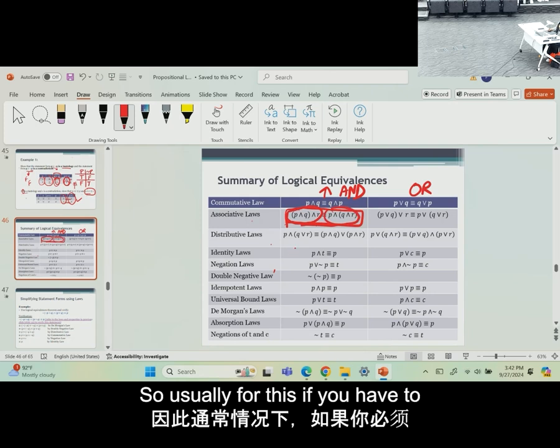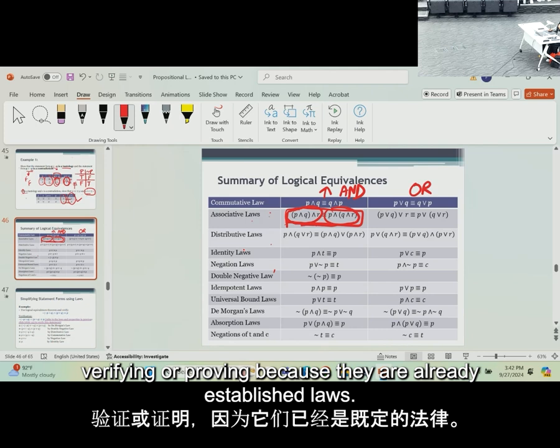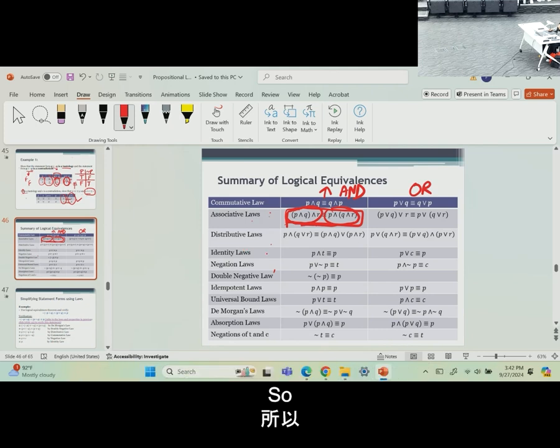Usually for this, if we have to draw the truth tables for the laws, we are not finding out, we are actually verifying or proving, because they are already established laws.